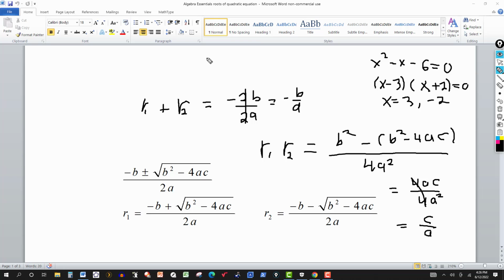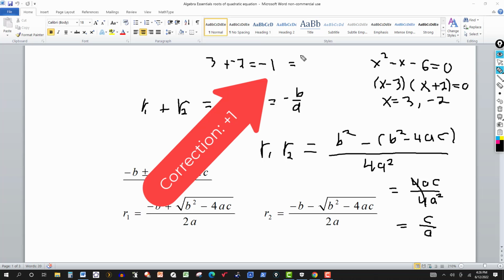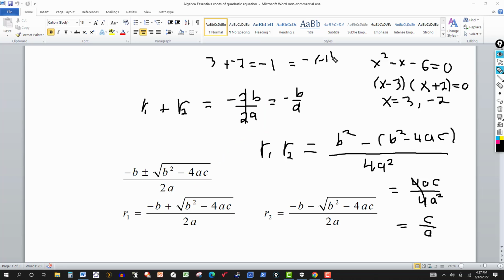So this is saying if I add the two roots, 3 plus negative 2, this is equal to negative 1. And that should be the same thing as minus b over a. Here, a is 1, b is negative 1, and c is negative 6, so minus b over a would be negative negative 1 over 1. 3 plus negative 2 is plus 1, and a minus times a minus is a plus, so 1 over 1 equals 1. That checks out.